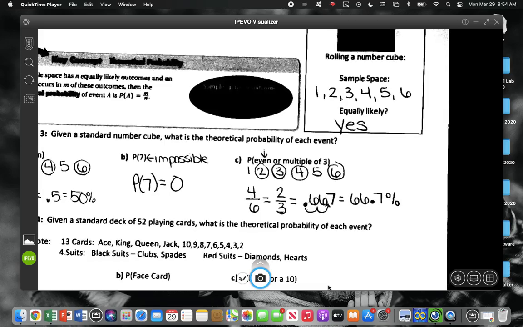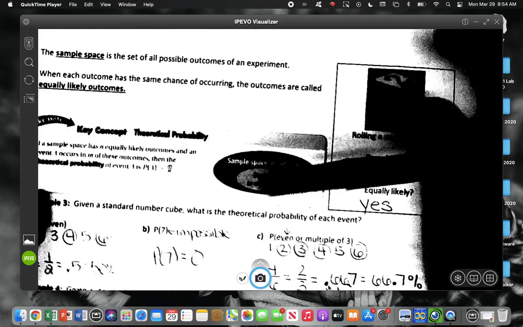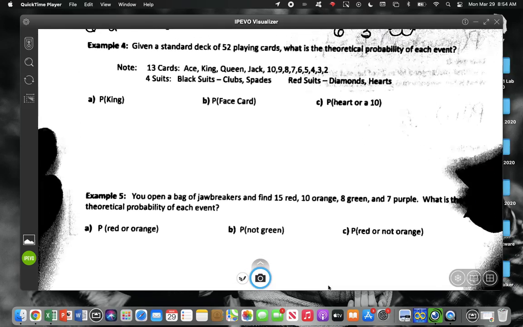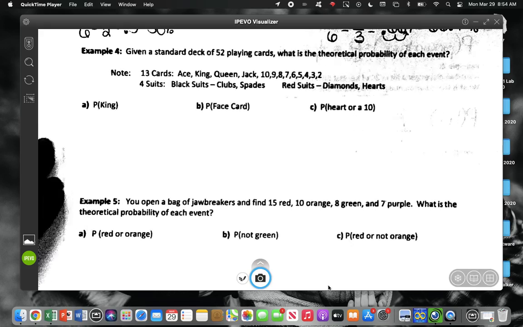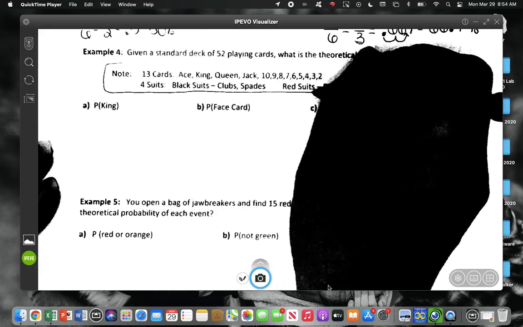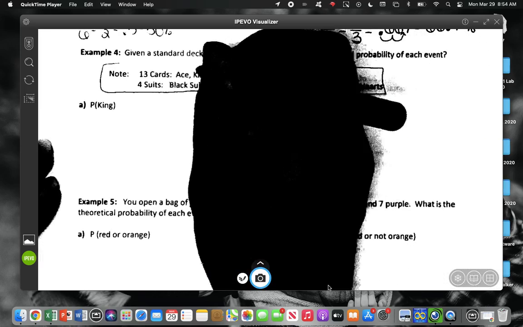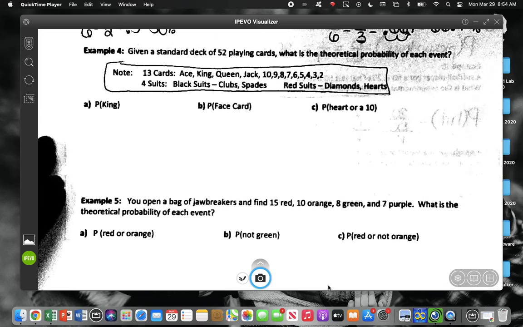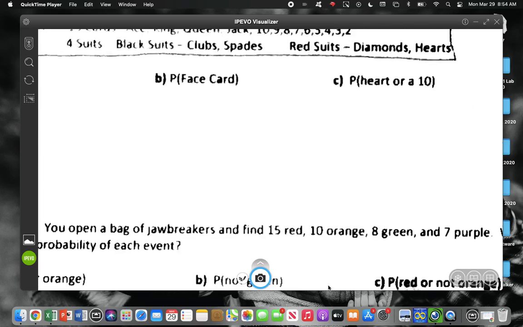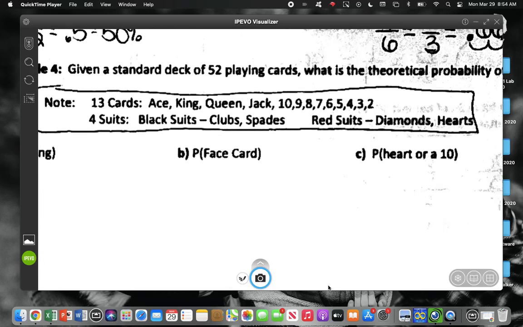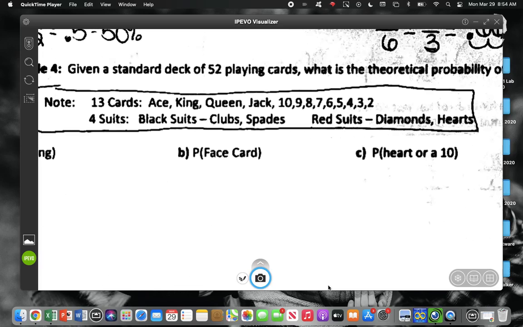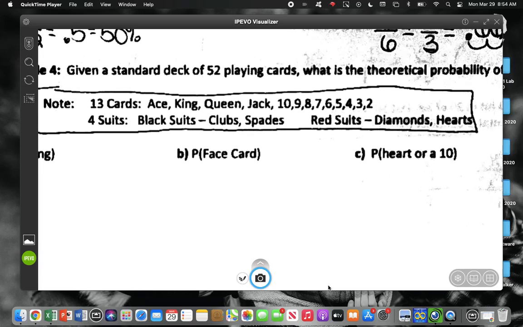All right, so we are going to move on to cards. Cards are one of my favorite ways to talk about probability. On these, we are just going to answer in fractions. This is just information, not actually part of the question. This is just to show you a deck of playing cards. There are 52 cards in a deck, and it's telling you that there are 13 cards in each suit: ace, king, queen, jack, and then the numbers 10 down to 2.